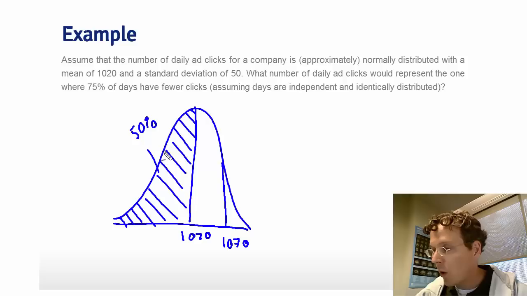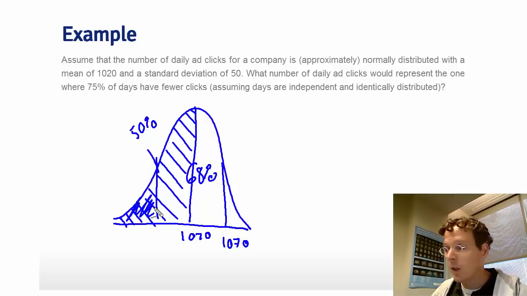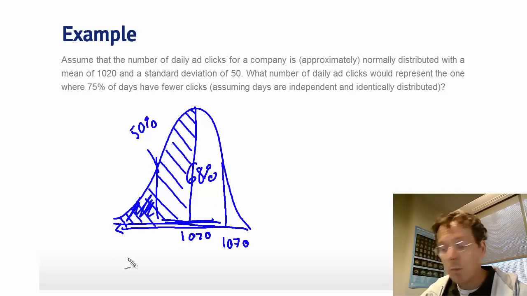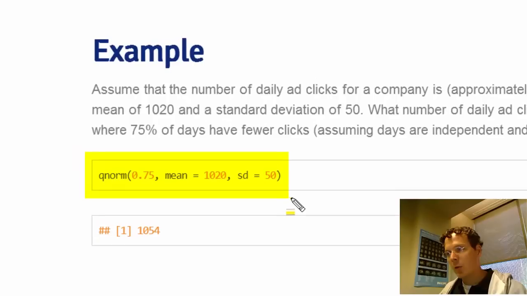Recall that between one standard deviation on either side is 68%. Well, that leaves out this little tail right here. If there's 68% between these two numbers, that would put 32% outside of it, and then 16% in either tail because the normal distribution is symmetric. So from 1,070 below should be about 84%. So we know that whatever number we get has to be between 1,020 and 1,070. And here's the command right here where we do qnorm(0.75, mean = 1020, sd = 50). And of course we get a number between the two numbers that we were talking about before, 1054.